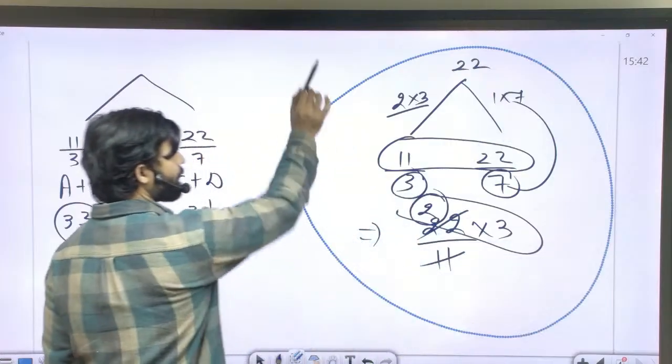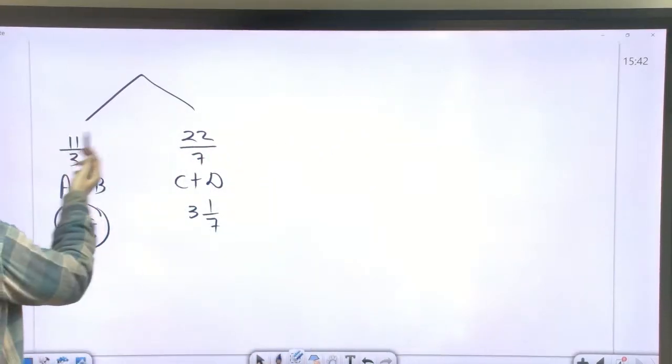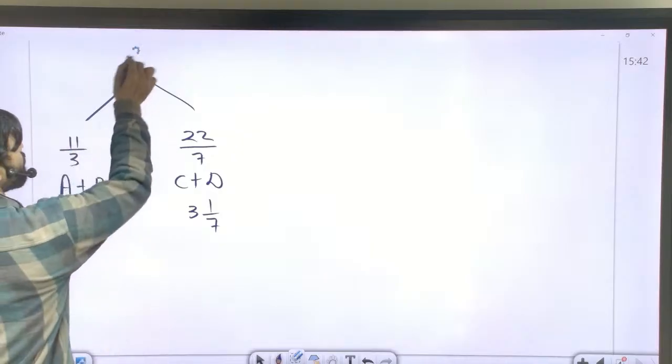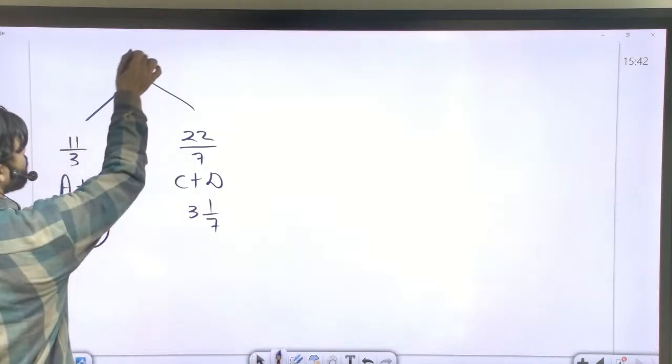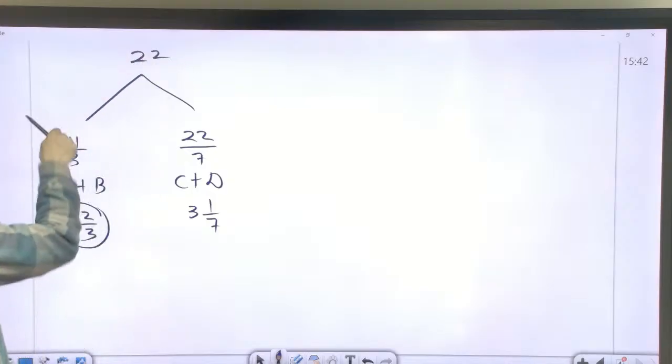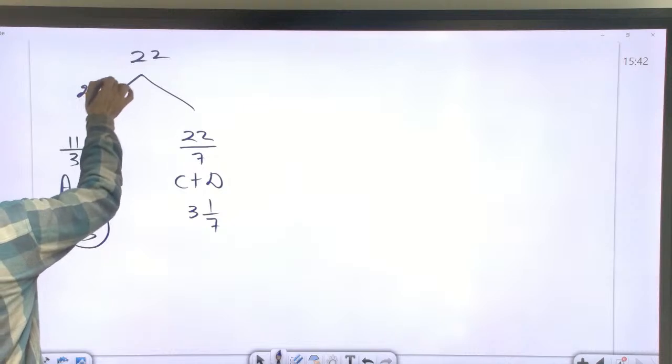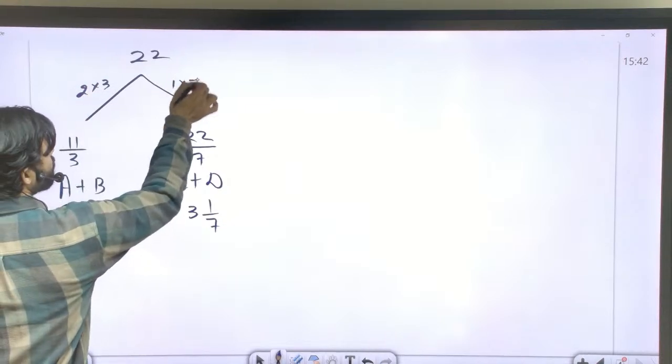So let's do it now in speed. We have to take the LCM of the numerators, 11 and 22. So the LCM will be 22. Divide this 22 by 11. So we are getting 2, and 2 into 3, and 1 into 7.